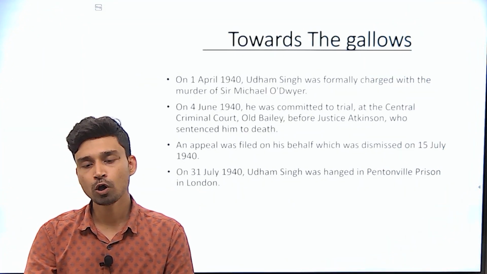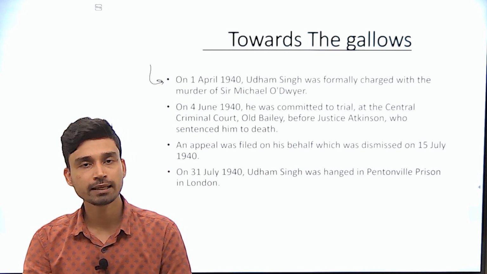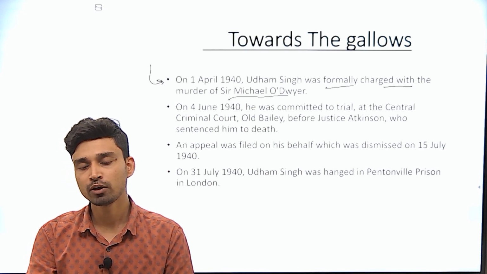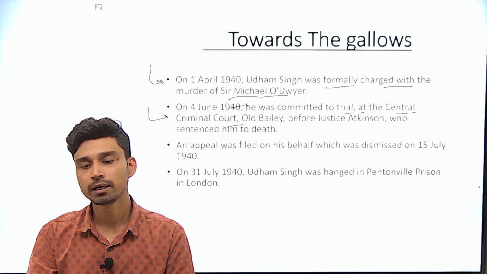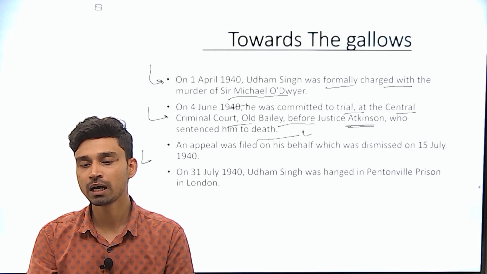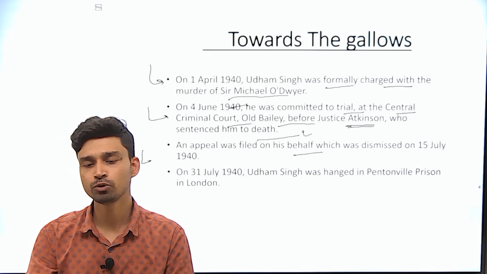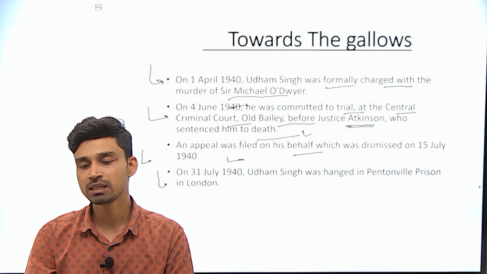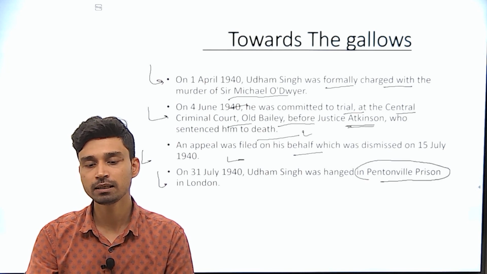Now, following this incident, on 1st April 1940, Udham Singh was formally charged with the murder of Sir Michael O'Dwyer, and on 4th June 1940, he was committed to trial at the Central Criminal Court in the Old Bailey before Justice Atkinson, who sentenced him to death. An appeal was filed on his behalf, but it was dismissed on 15 July 1940. Then on 31st July 1940, Udham Singh was finally hanged in Pentonville prison in London.